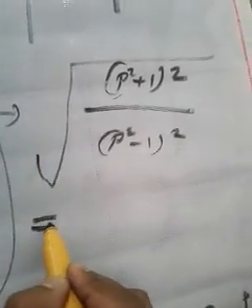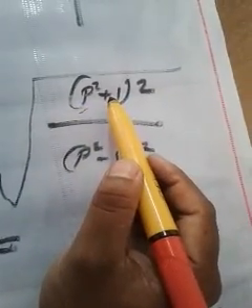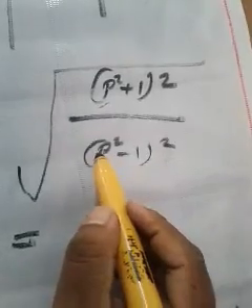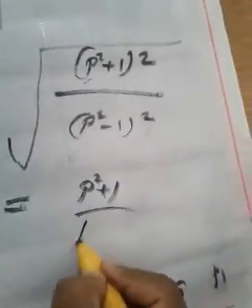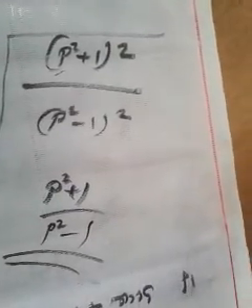Now it is time to apply square root separately. When you apply square root for numerator p square plus 1 whole square, it becomes p square plus 1. And denominator is p square minus 1 whole square. When you apply square root, it becomes p square minus 1. So actually the value of cosec theta will be p square plus 1 divided by p square minus 1.